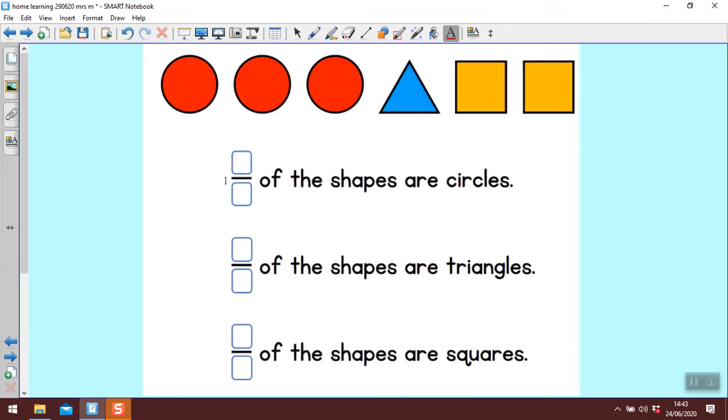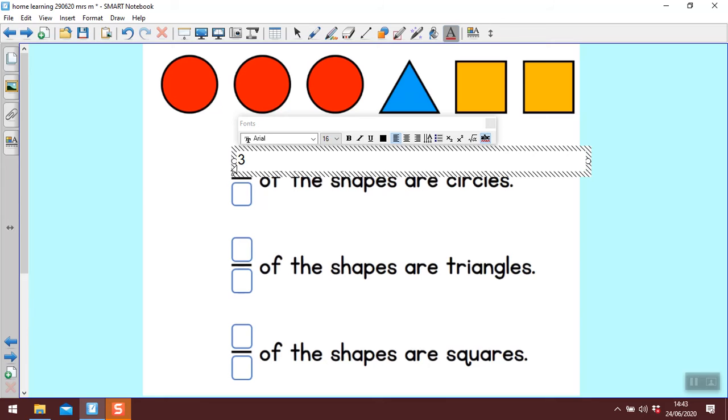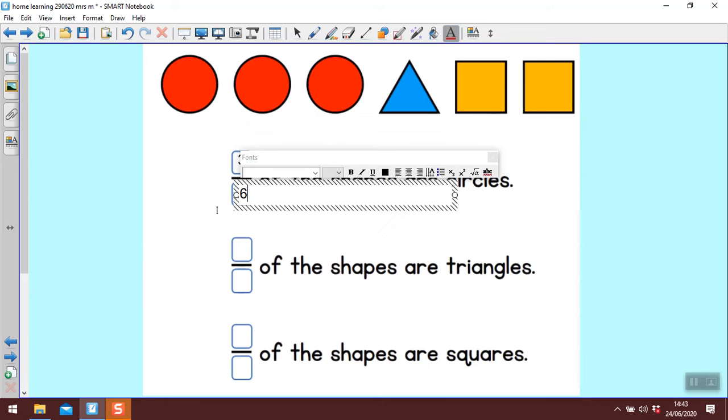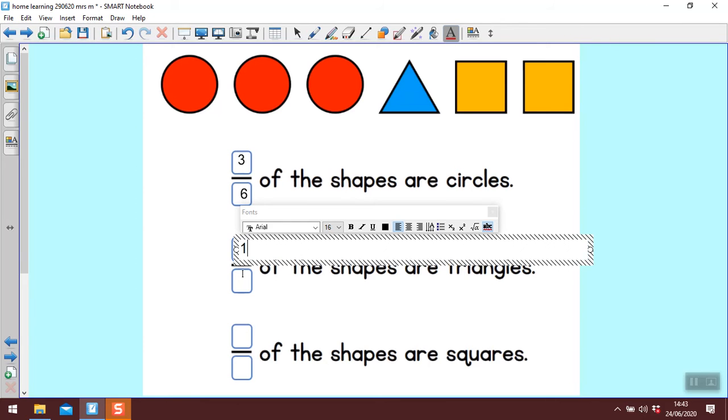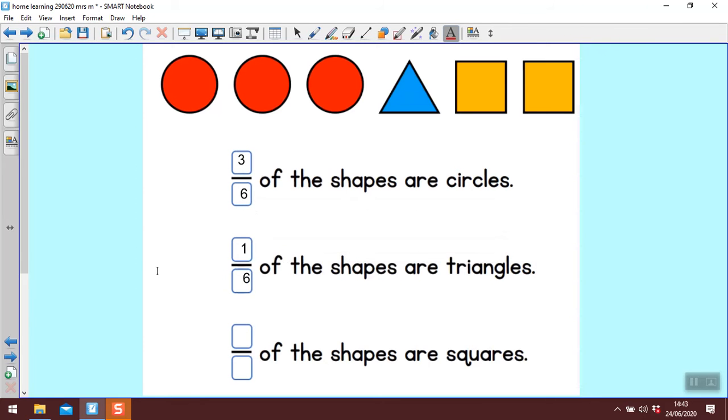Okay, so remembering this line means out of. I've got 3 out of 6 shapes that are circles. What fraction are triangles? 1 out of 6 of the shapes are triangles. And then we've got 2 squares, so 2 out of the 6 shapes are squares. Well done if you got those right.